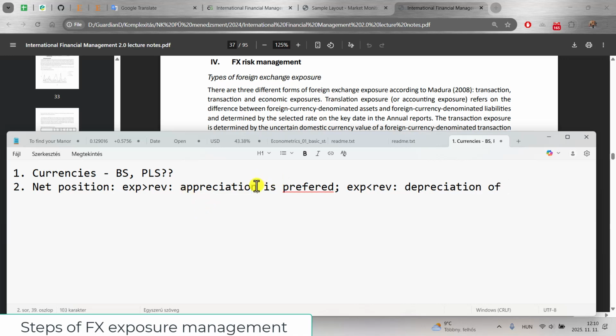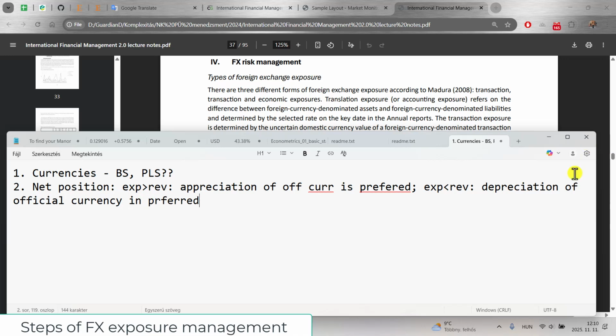Yeah, sorry, appreciation of what? The official currency. I mean the currency where we are running our books, and so if you are a French company, then the euro is this official currency, so depreciation of the official currency is referred. Well, with so many typos.